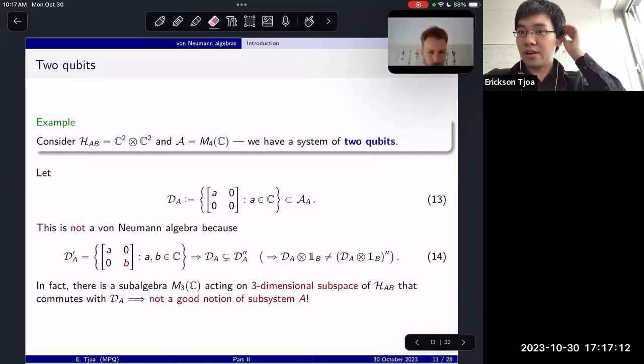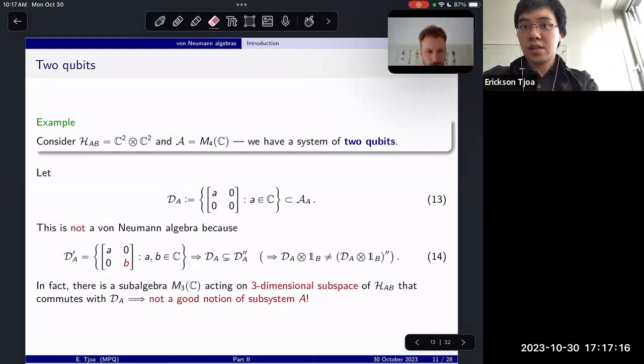In fact, you have failed to divide the system into 2 qubits. So that means the D_A cannot be the local algebra associated to 1 qubit. So this is not really an example, but more like a counterexample of how not to think of local algebras.